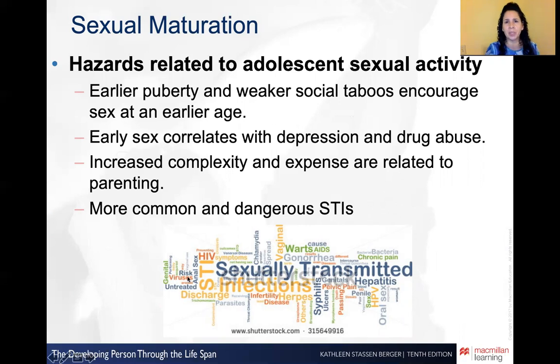So hazards related to adolescent sexual activity. Earlier puberty and weaker social taboos encourage sex at earlier ages. We don't want that, right? Early sex correlates with depression and drug use. We don't want that either. Increased complexity and expense are related to parenting. In other words, we really don't want our 16-year-olds having babies. They're still minors. They're still children. And we don't want that, right? And then it's more common and dangerous for them to get STIs or sexually transmitted infections.